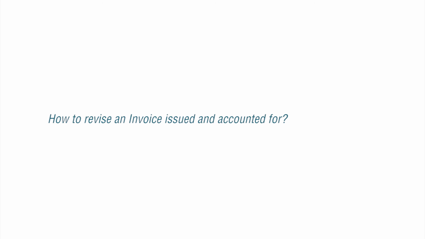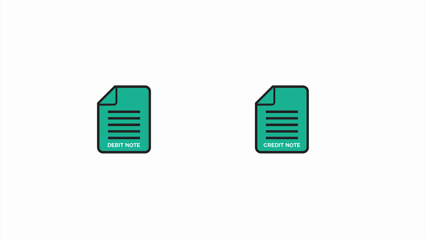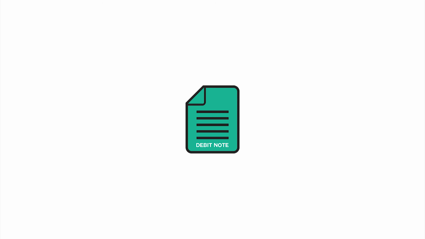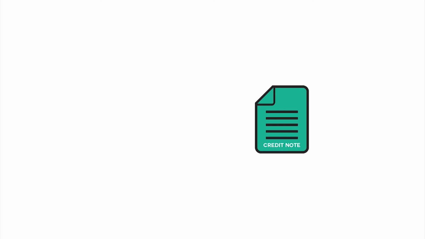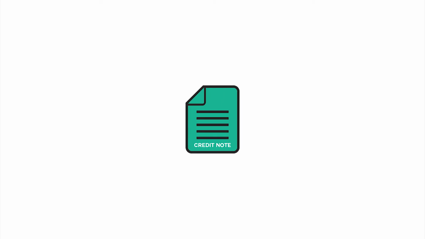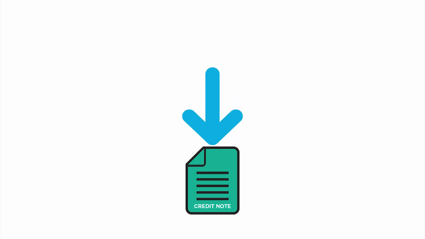How to revise an invoice issued and accounted for. An invoice can be revised by issuing a subsequent debit or credit note. Debit note has to be issued in cases where the taxable value of the invoice has to be increased. Credit note has to be issued in cases where the taxable value of the invoice has to be decreased.